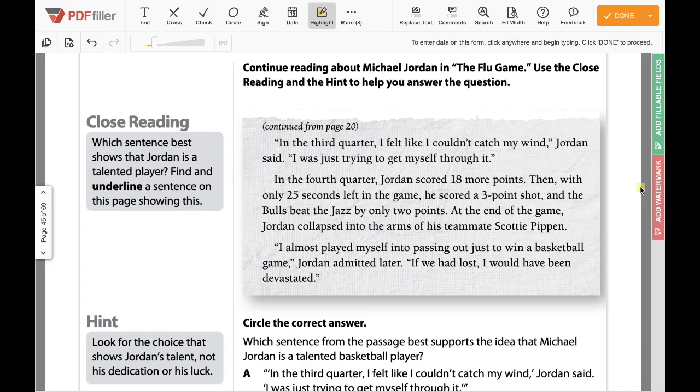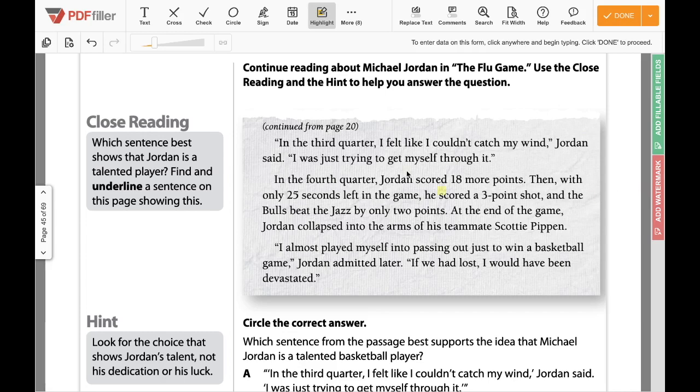So if we're looking for something that shows that he's a powerful or a talented player, does him collapsing into the arms of his teammate show that? No. Him just talking about how he can't catch his breath, does that show that? No. The end doesn't really show anything of that, but I think there's 2 sentences that really work for showing how he's a talented player.